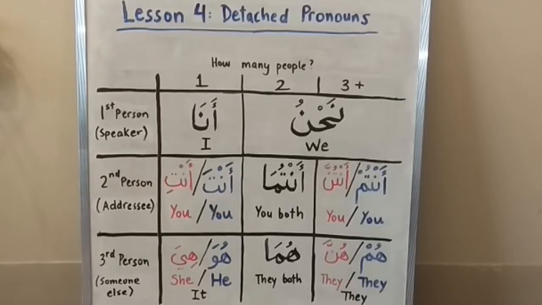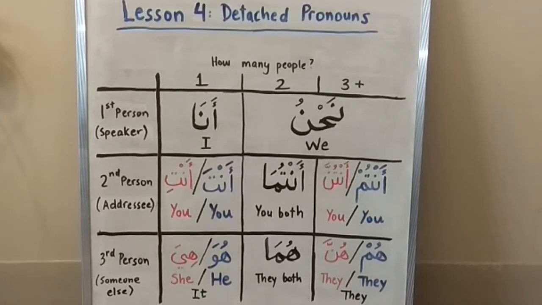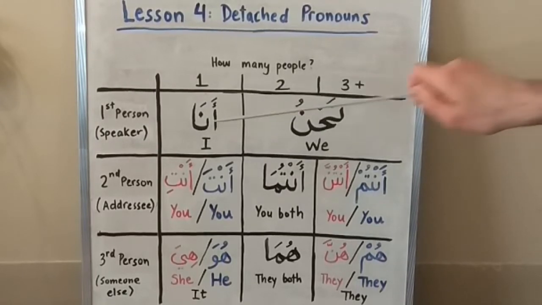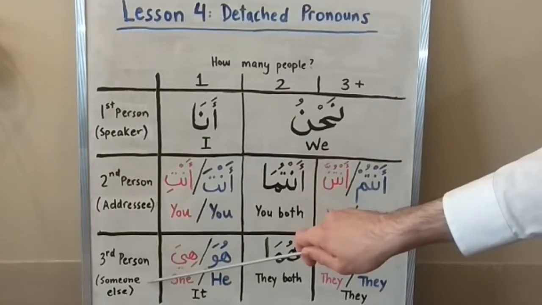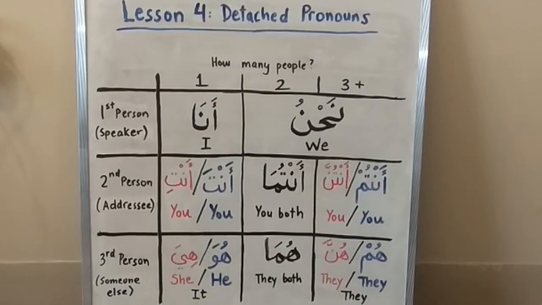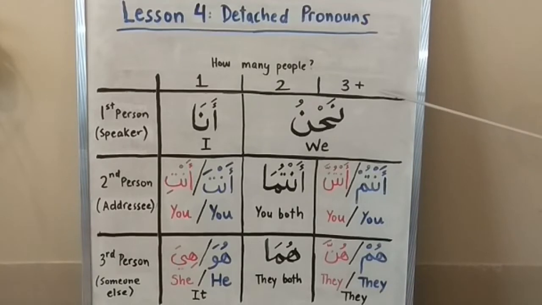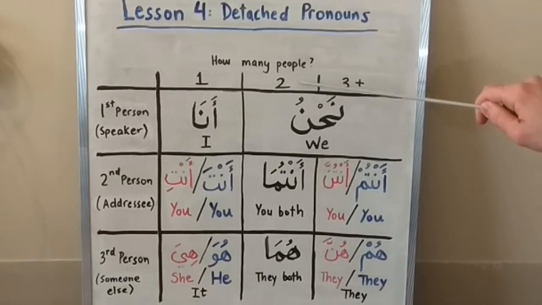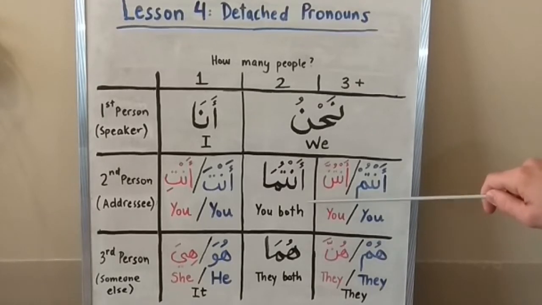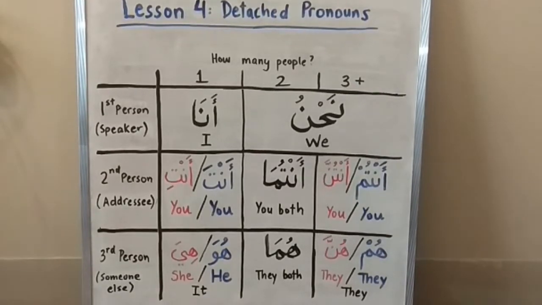So here it is, the table of detached pronouns. It looks complicated, but let's go through it step by step. First of all, notice that we distinguish between how many people we're talking about and whether that person is yourself, the person you're talking to, or someone else. Now, in English, we only have singular and plural. Arabic adds a special case called dual when you're referring to just two people. Fortunately, it's not that common, so you don't have to worry about these ones as much.